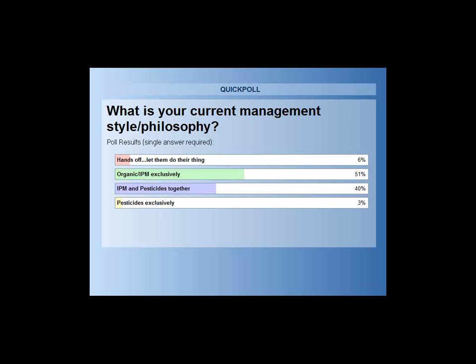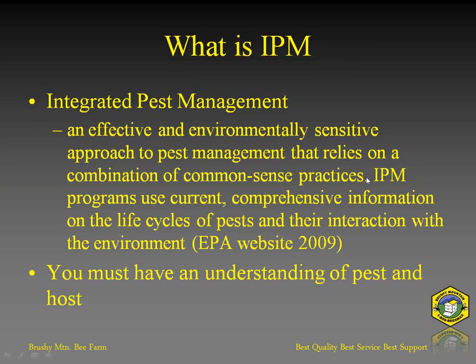So 6% of you out there are hands off. You let them do their thing. And then it's pretty much split evenly, though it's a little heavier on the organic IPM. 40% IPM and pesticides together, and 3% pesticides exclusively. Okay, so that gives me a pretty good sense of where folks are, at least historically, in managing their colonies. So let me hide those results, and we'll continue on now with the rest of this.